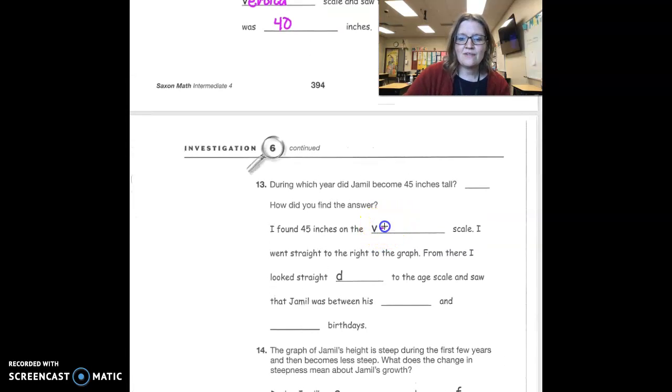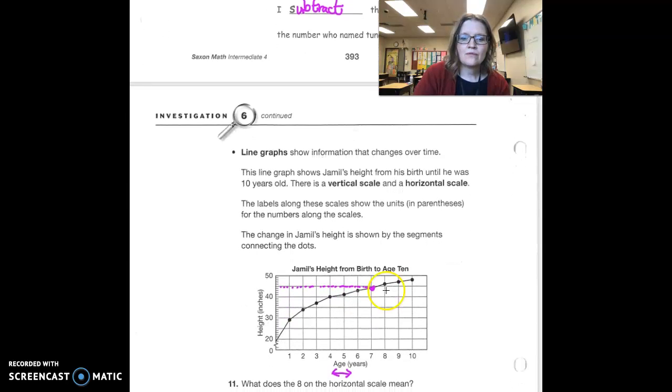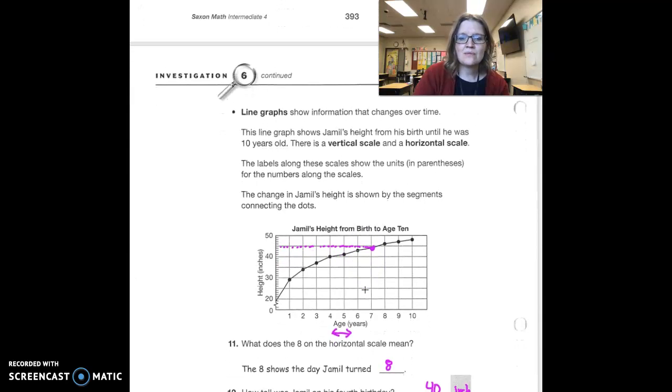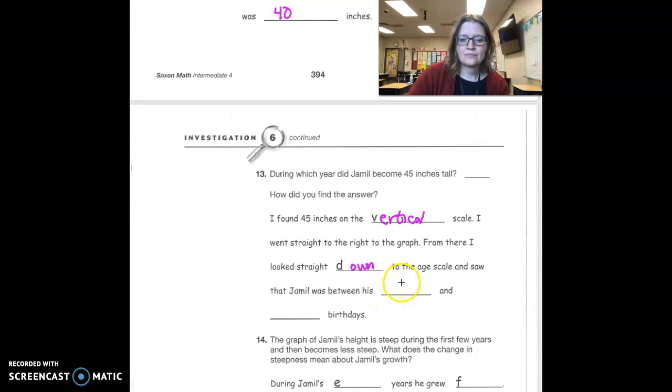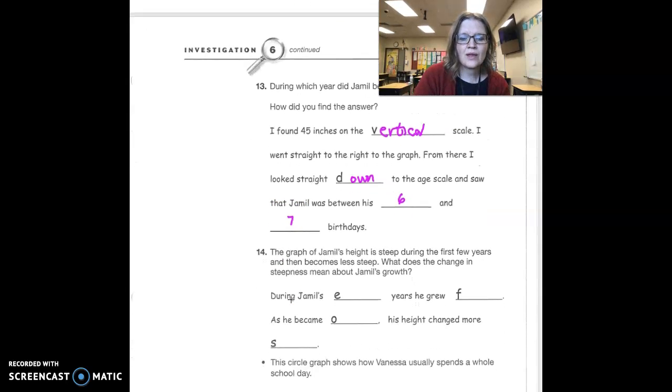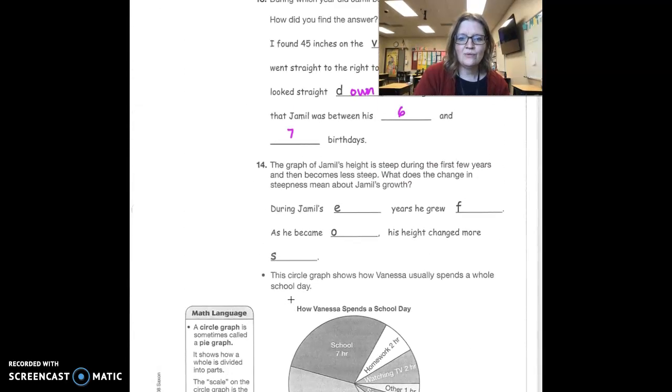I found the inches on the vertical side of the scale. I went straight to the right to the graph. From there, I looked down to the age and saw that Jamal was between his, let's look, 45. It looks like it was right about here, between his 6th and 7th birthday, when he became 45 inches tall. See, I'm looking. We are going to hurry quickly.